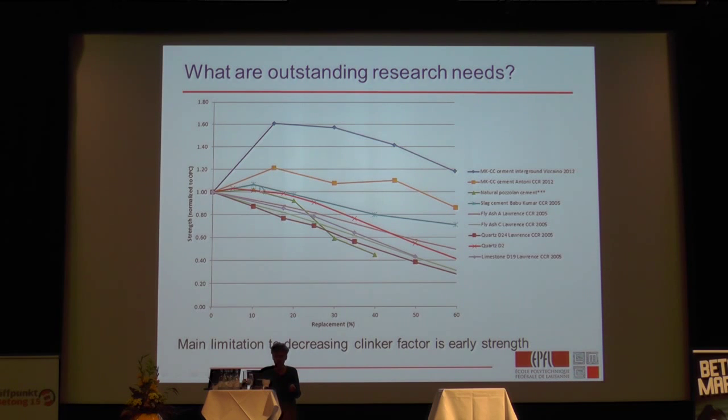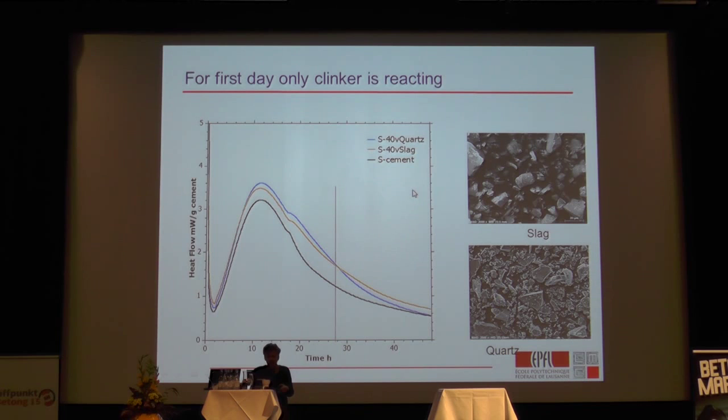And you can see when we get above 10-20%, generally the early strengths are lower. These ones up here, these are our calcined clay materials, needless to say, which of course look very good, up to about 50% replacement. And the reason for this is that early reaction is totally dominated by the clinker.